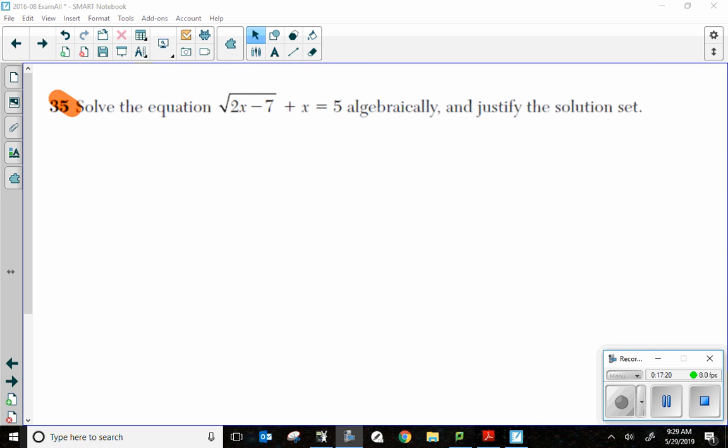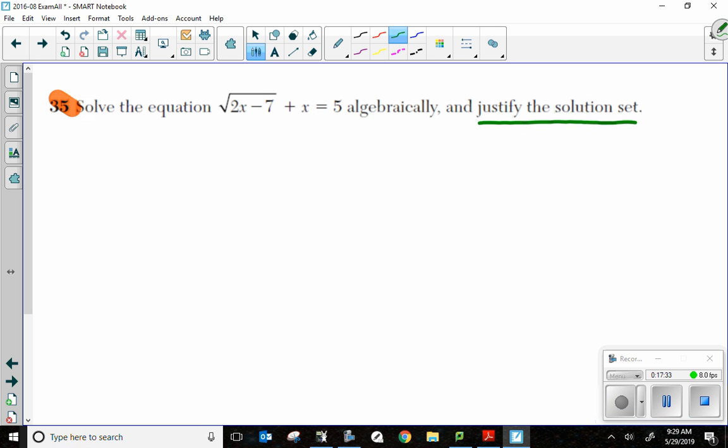35, straight up algebra. Solve the equation, the square root of 2x minus 7 plus x equals 5 algebraically and justify the solution set. This means you're really checking your work to make sure it works. You're going to get an answer, and they want you to justify it. Okay, you can have the work, but whenever it says justify the solution set, I like to just check it.